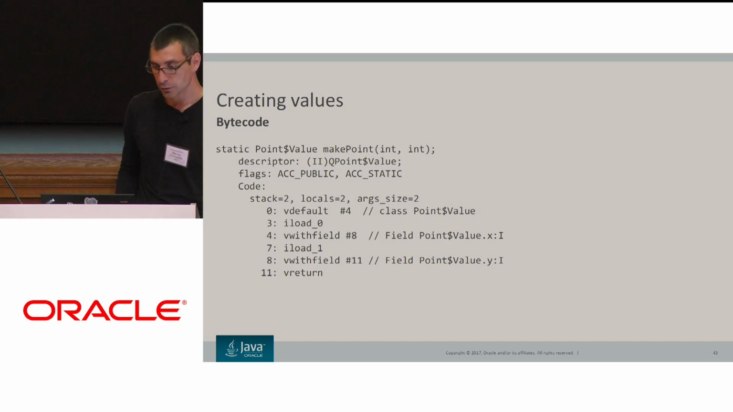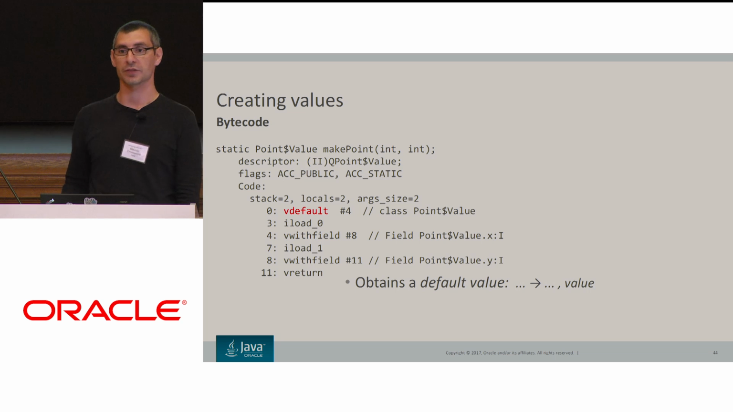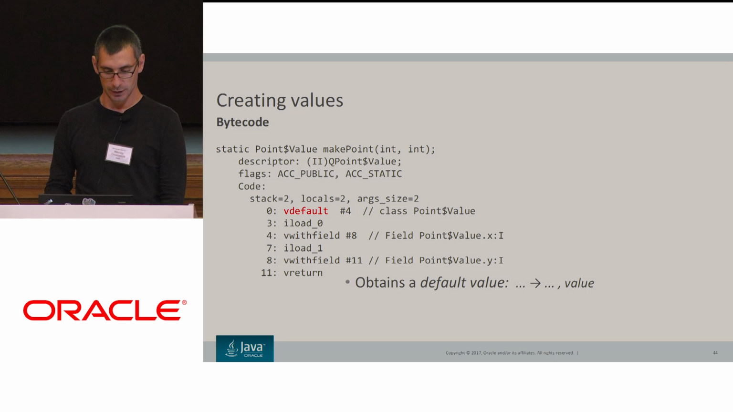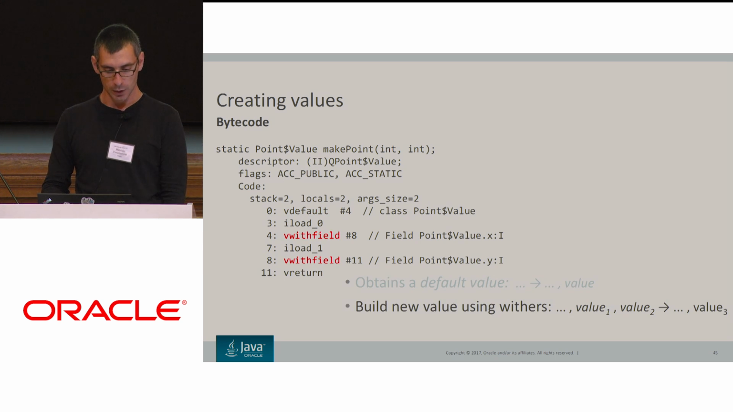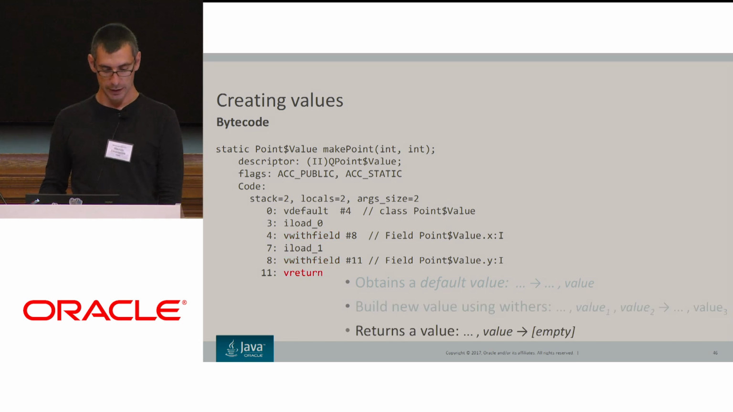How do you create a value? By spinning bytecode. This is what the bytecode actually looks like. So you start off with an opcode vdefault. Vdefault is actually what tells the VM to give you the default value for that particular type, in this case Point$Value, which is the derived value class that the VM has generated. Then you store a bunch of coordinates inside the point for x and y with a bunch of vwithfield. So vwithfield is the opcode that you need to update fields of a value, and then you can vreturn.